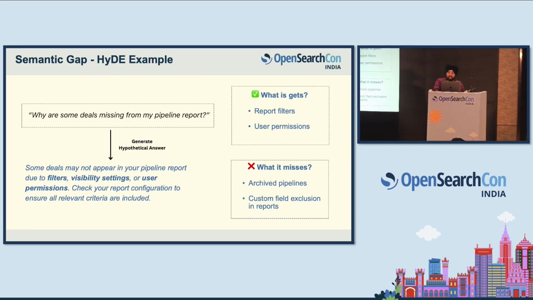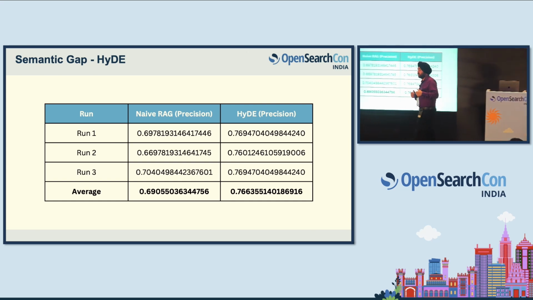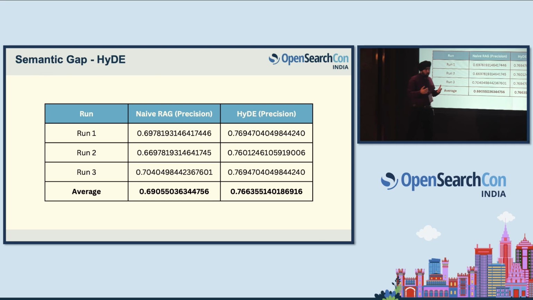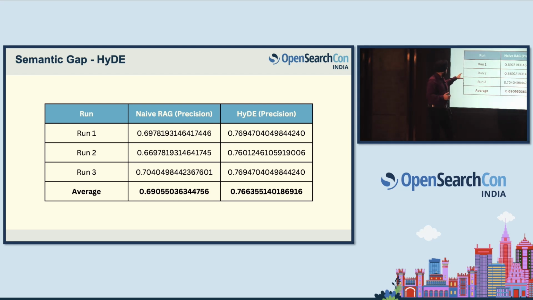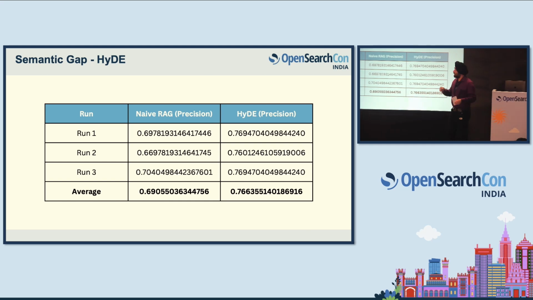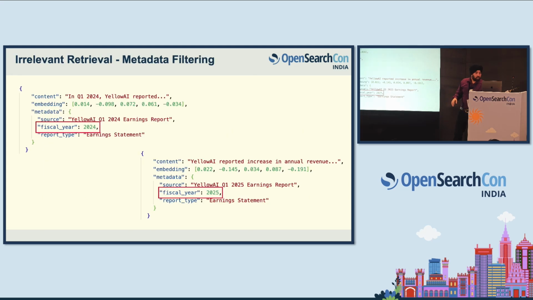So now again, there's a study called Advanced RAG Output Grading Study. It was done by researchers in June of 2024. And again, what they found was interesting. They did multiple runs, I think thousands of runs. On an average, what they found was a 10% uptick in the precision of the systems that used the HYDE approach versus a naive RAG. So again, pretty promising. And now let's move on to irrelevant retrievals.